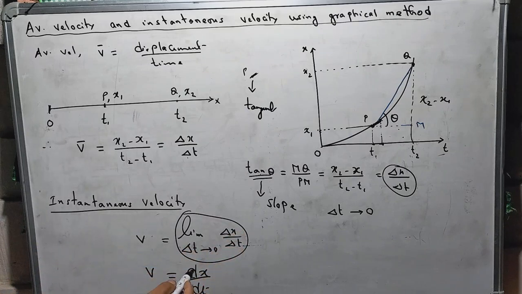And this is known as the derivative of x with respect to time. You will learn that in mathematics in the chapter on calculus. So this instantaneous velocity is the derivative of displacement with respect to time. This is how we calculate the average velocity and the instantaneous velocity for an object moving with a variable velocity using the graphical method.